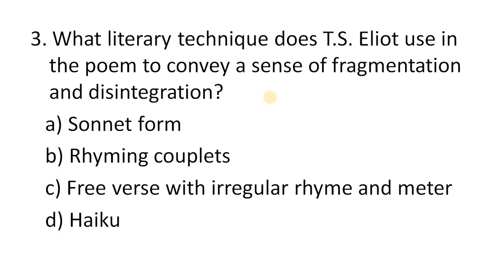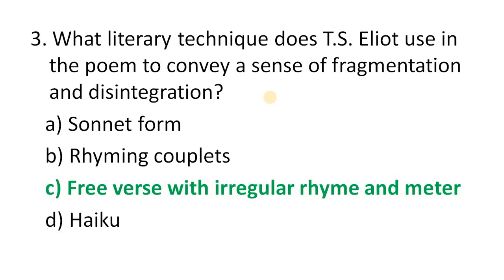Third, what literary technique does T.S. Eliot use in the poem to convey a sense of fragmentation and disintegration? A. Sonnet form. B. Rhyme couplets. C. Free verse with irregular rhyme and meter. D. Haiku. And the correct option is C. Free verse with irregular rhyme and meter.